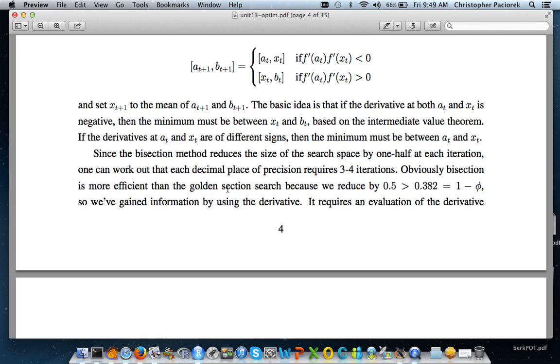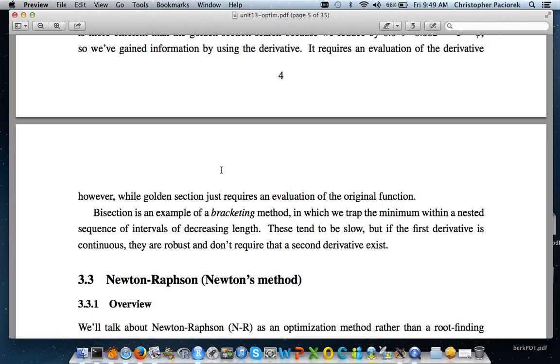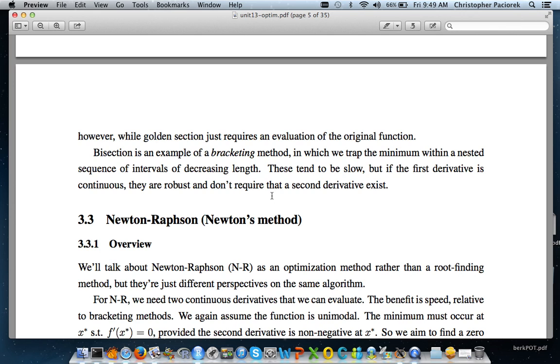You can basically work out that for every decimal place of precision in your answer, it's going to take about 3 or 4 iterations to get that. So that gives you some idea of how fast the search is going to be. This is called the bracketing method because we're trapping the minimum in an interval, or bracket, that gets progressively narrower as we move along. Okay, any questions about that?